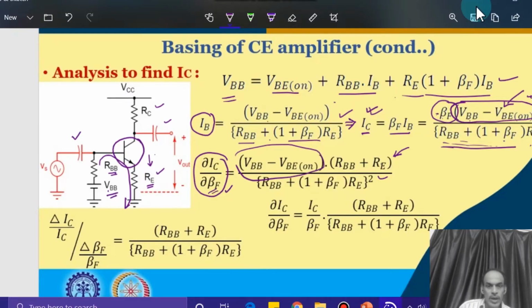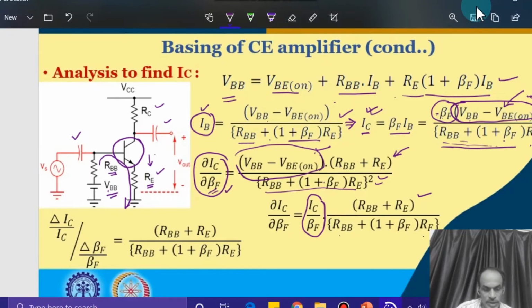Now if you see this equation, this numerator part and in the denominator part, if I consider only one factor, this ratio is nothing but the expression of IB current, which is IC divided by beta. So if I replace one factor here in the numerator, what we are getting is IC divided by beta of the transistor. And then of course we do have the remaining factor RBB plus RE divided by RBB plus 1 plus beta into RE.